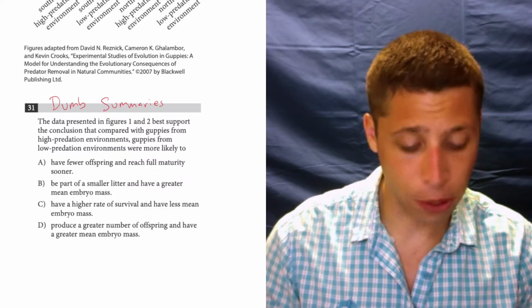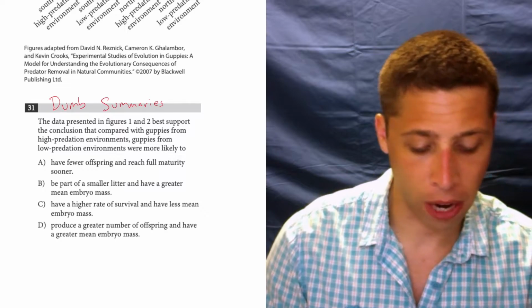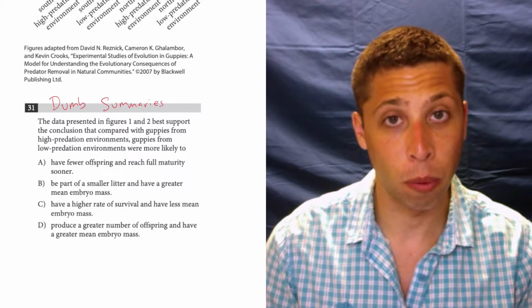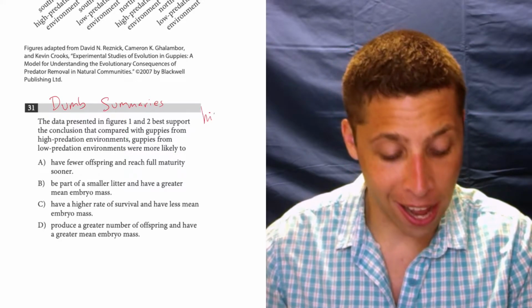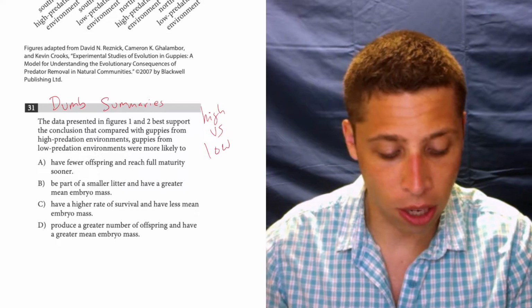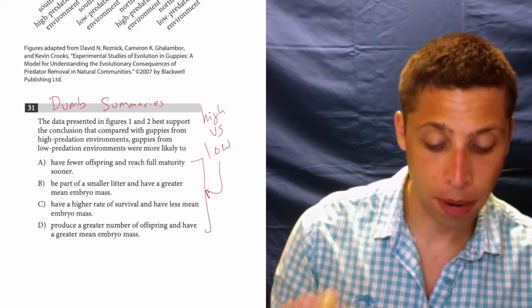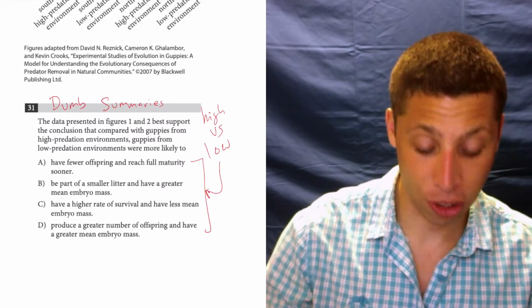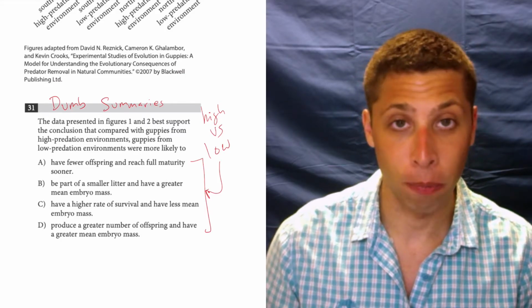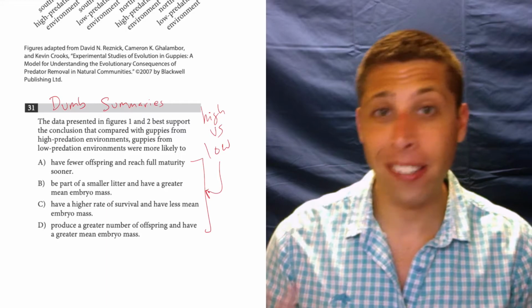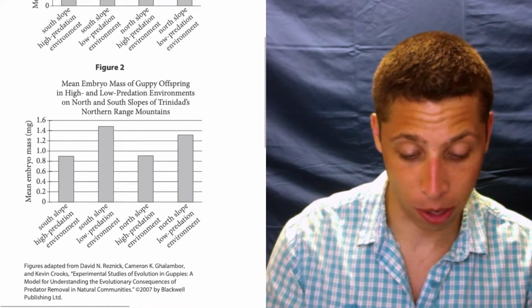The data presented in figures 1 and 2 best support the conclusion that compared with guppies from high predation environments, guppies from low predation environments were more likely to. So we want to know high versus low. And it's important to know that low is what these choices represent, right? Compared with guppies from high predation environments, guppies from low predation environments were more likely to. So high versus low is the key dumb summary that we're going to use as we now go to the chart. So let's look at the high and low and see what's going on.